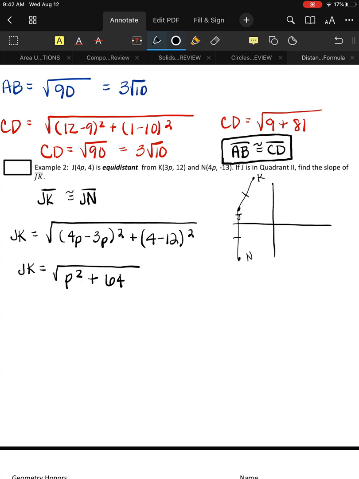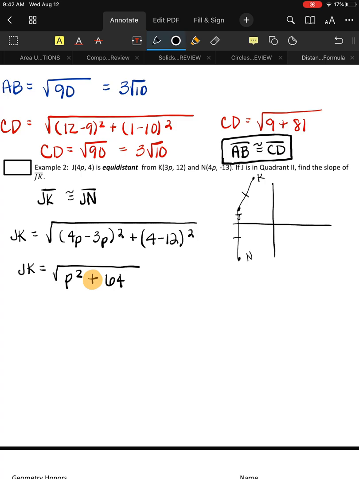Now, you might be tempted to simplify that, but remember that you cannot because of this plus sign. Even though p squared and 64 are each perfect squares, you can't simplify because they have to be added together, and that's not necessarily a perfect square. So that's as far as that goes. Don't take a square root of a sum or a difference, okay?